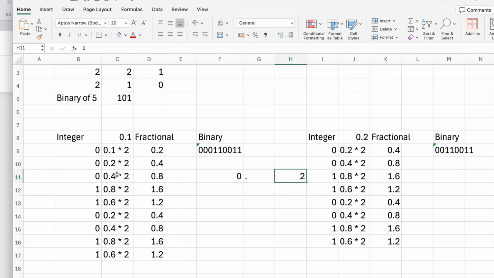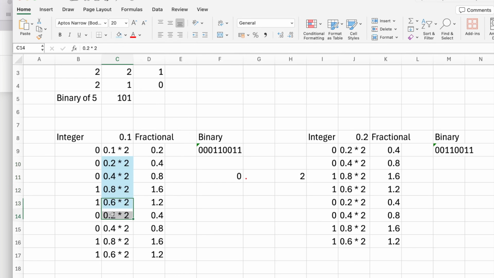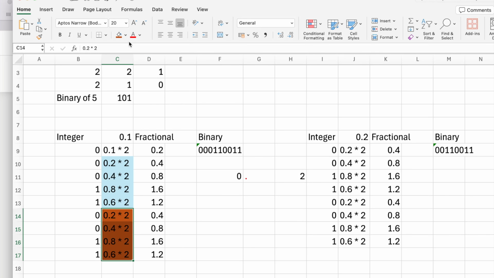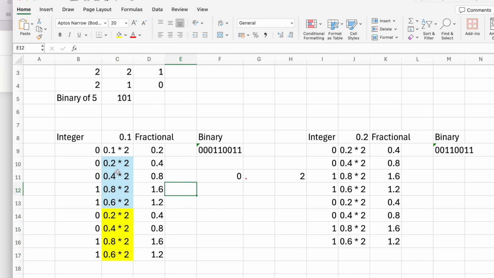So if you notice here, when we are multiplying it, if I can put it into a different color scheme, let me put it in yellow. So you see this pattern is repeating now. So no matter how long we keep multiplying it by 2, we are never going to get 0 on the right hand side of the decimal.